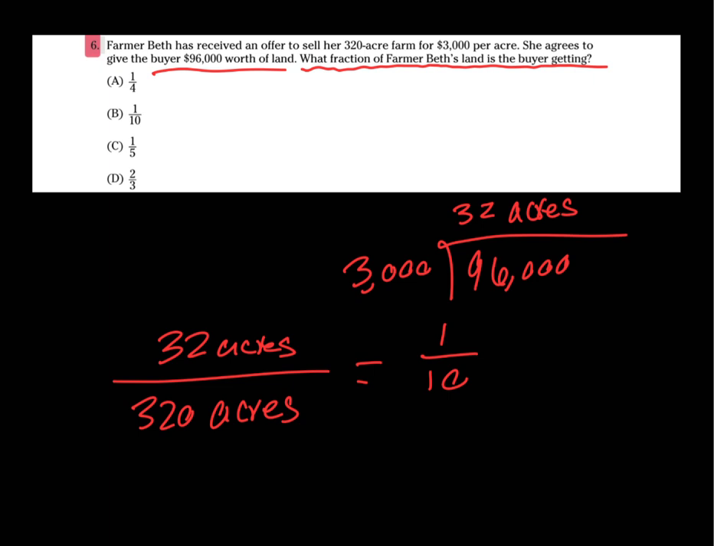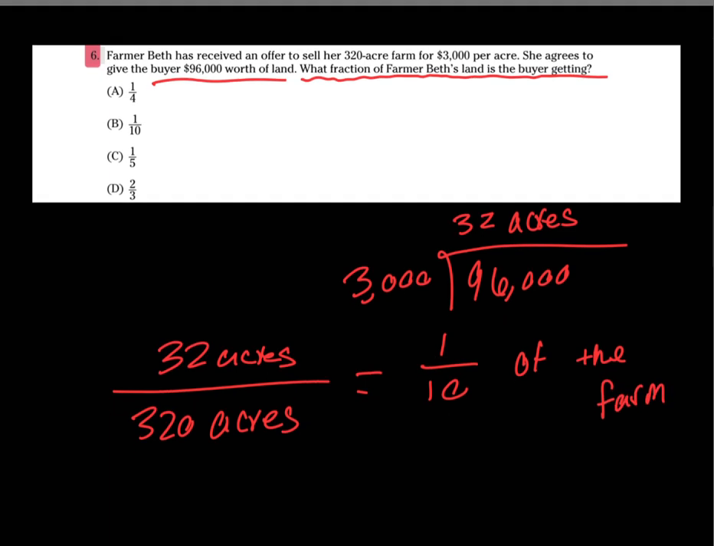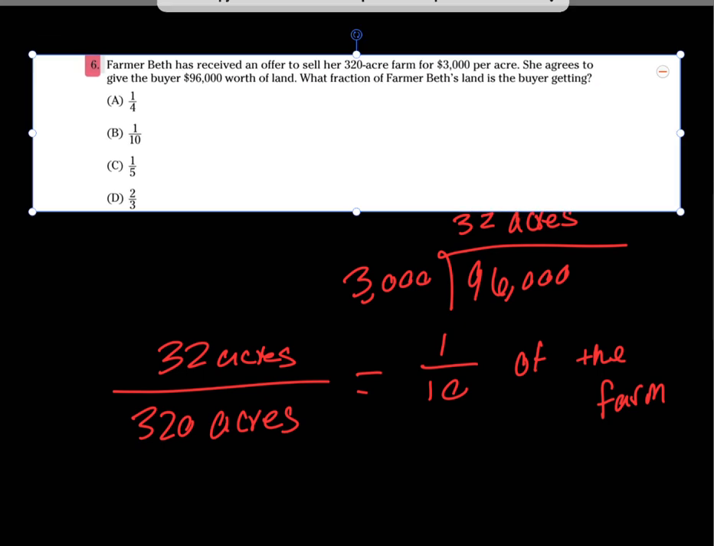So the buyer is getting exactly 1/10 of the farm because we were able to divide the total amount of money by the amount of money she's charging per acre, and we found out that the buyer got 32 acres, and then they got 1/10 of the farm. All right, so that means that the answer is B.